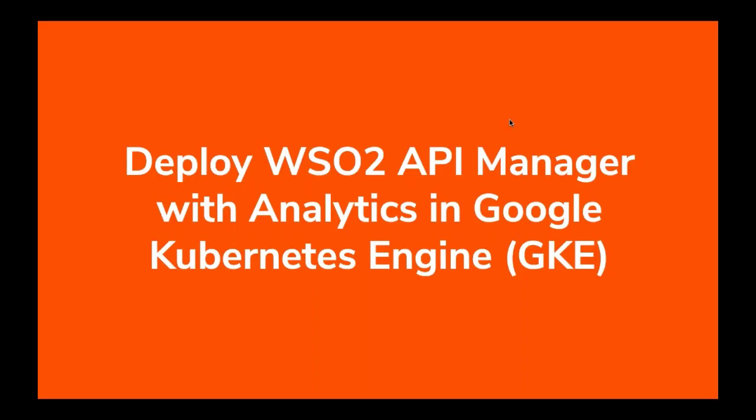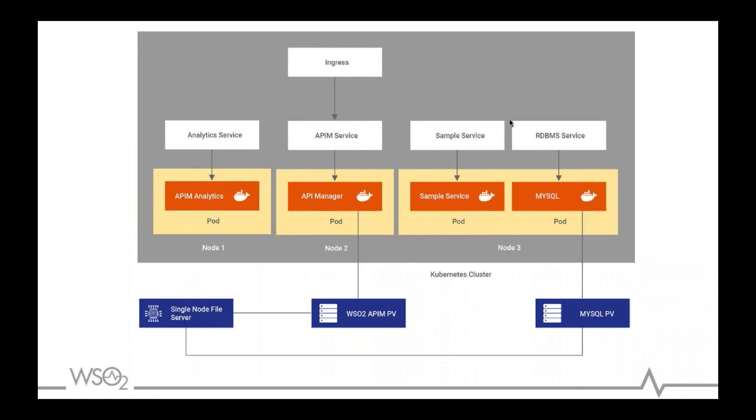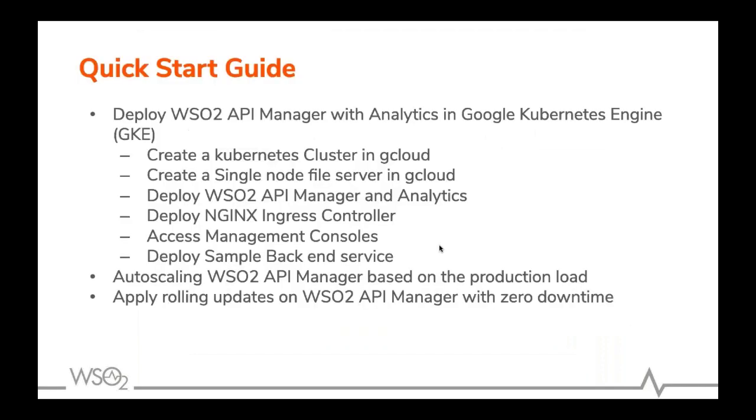The first part of the demo will be deploying WSO2 API Manager with Analytics in Google Kubernetes Engine. We're going to deploy four pods. One pod will be a database pod, another pod will be for API Manager, and another pod for the Analytics. Finally, there will be a pod for the sample backend service called Hello Kubernetes, developed with Ballerina. This will be the outline for the demo.